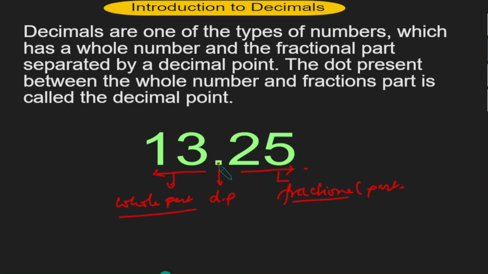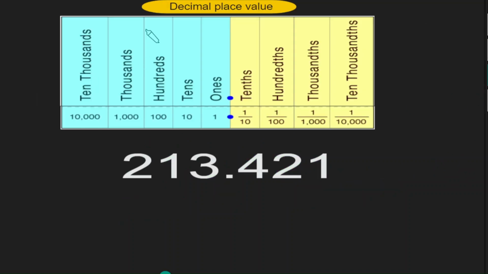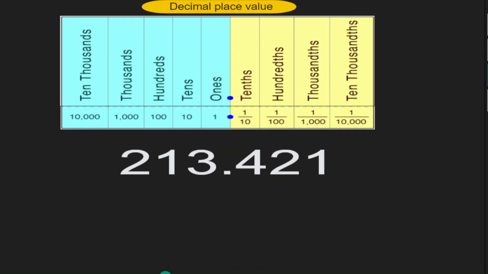Naturally, the numbers given on the right side of the decimal point and the numbers on the left side may not have the same value. So we have to discuss the place value of the numbers in a decimal number as well. In this slide, you can see how the decimal place value is given for the number.